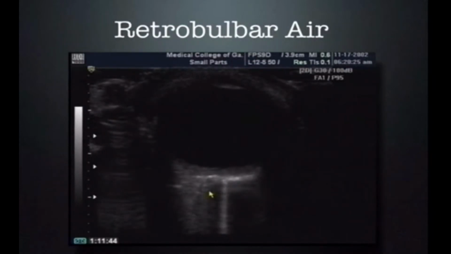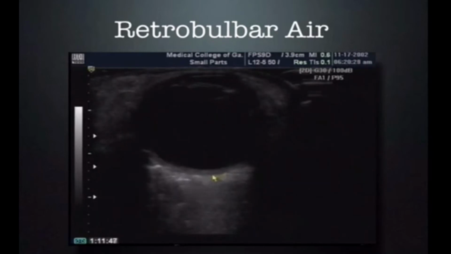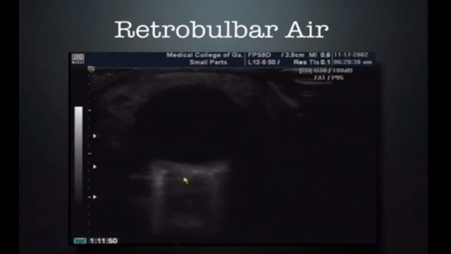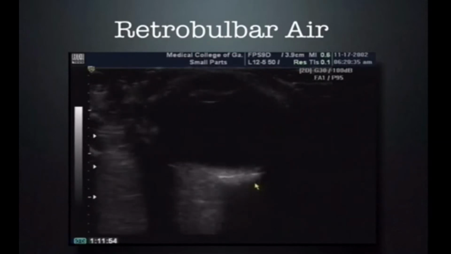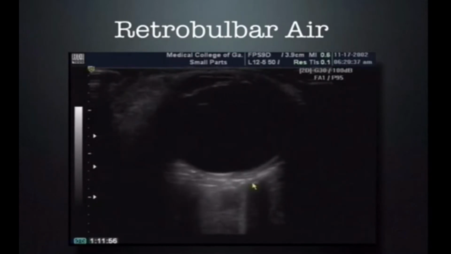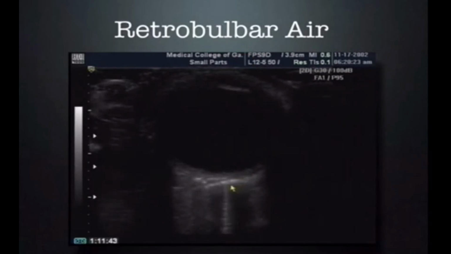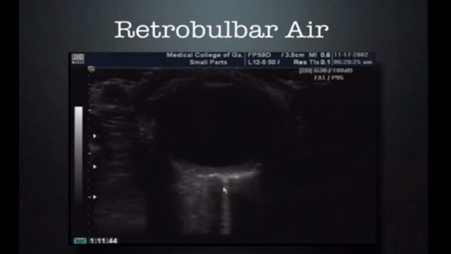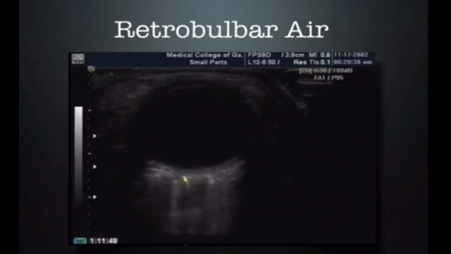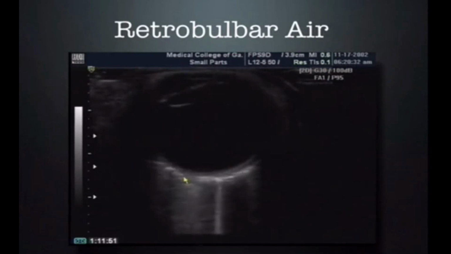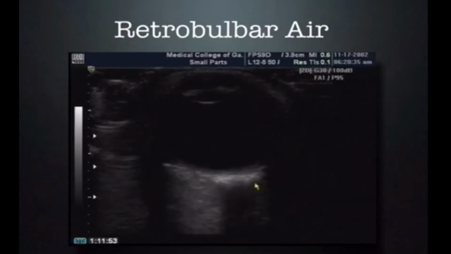Retrobulbar air will be found in some cases. In this case, we can see that the air is a bright echogenic line causing a dirty shadow, and it moves with patient positioning or head positioning. It also moves with eye position. This could indicate a sinus fracture, it could indicate something else, but it's easily seen because air is quite echogenic and causes that typical shadow appearance.